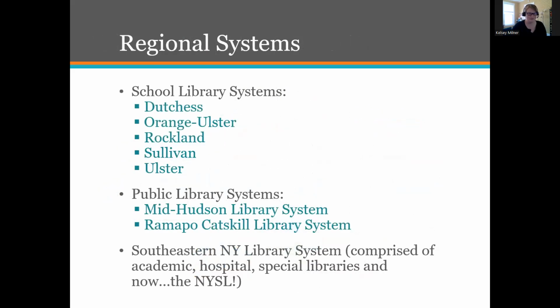The Southeastern region is specifically comprised of 8 unique library systems, and you might come across these systems when you're using SEAL, so I just like to tell people about them. These include the 5 school library systems: Dutchess, Orange Ulster, Rockland, Sullivan, and Ulster. Then we have the 2 public library systems, Mid-Hudson and Ramsville Catskill. And then we have what we call the Southeastern system, which includes academic, hospital, and special libraries as members.